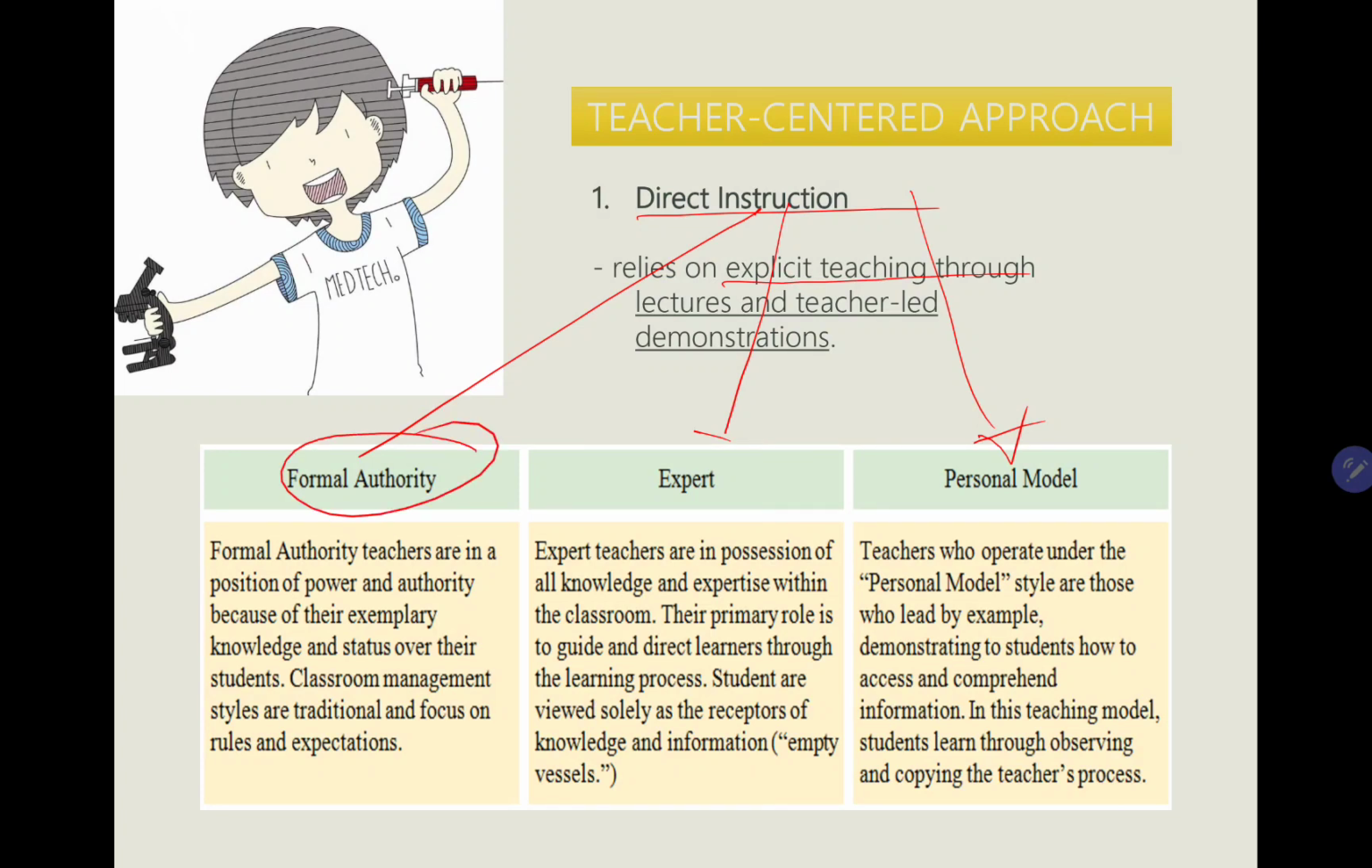You have your formal authority, in which the teachers are in a position of power and authority because of their exemplary knowledge and status over their students. Classroom management styles are traditional, meaning you're seated orderly by number or by alphabet or by boy, girl, and so on and so forth. So basically, you have the teacher as the formal authoritative figure in the classroom. Whatever the teacher says goes.